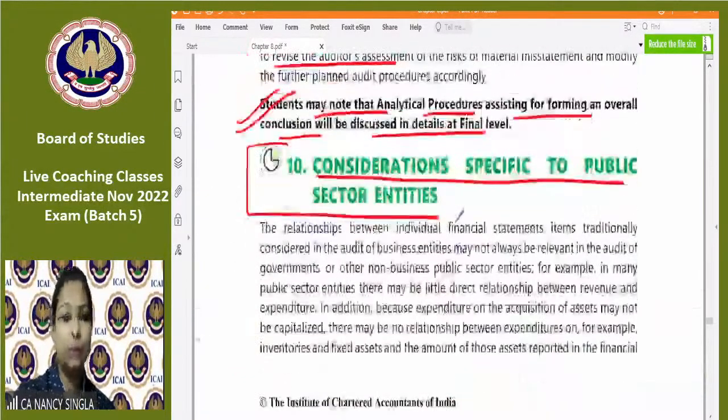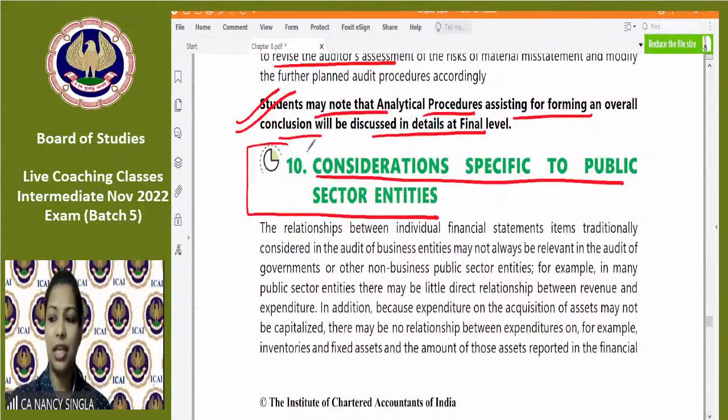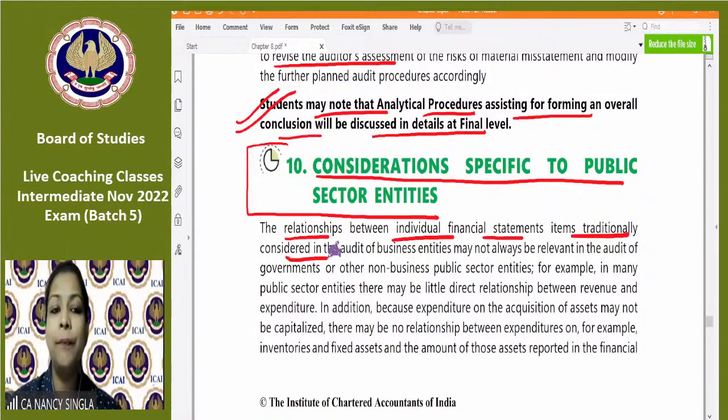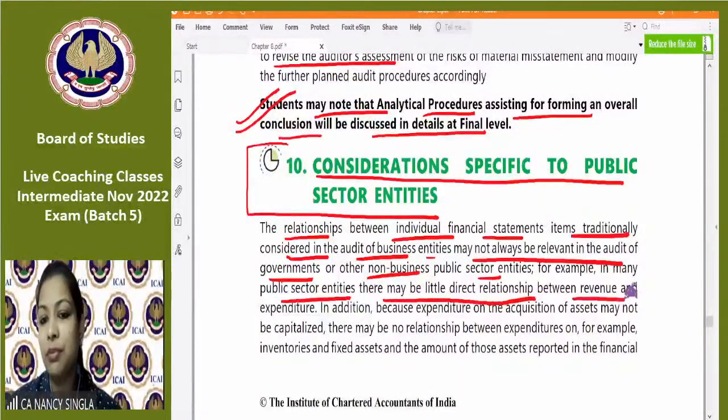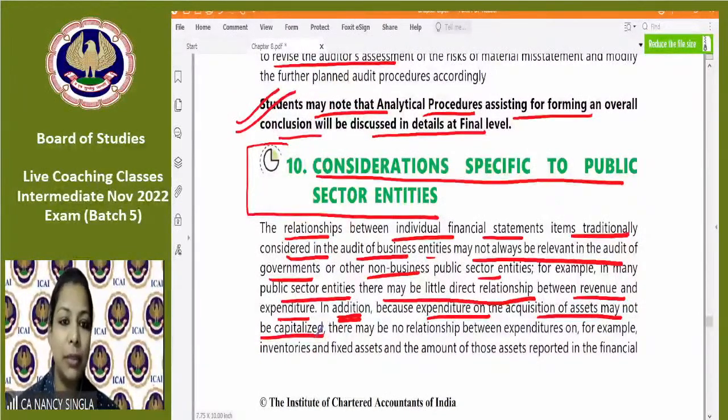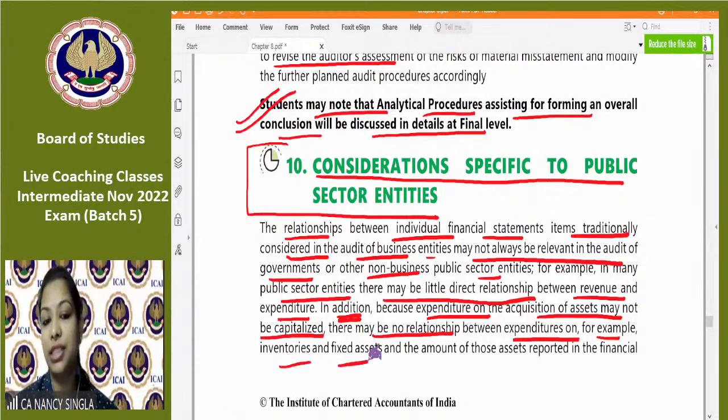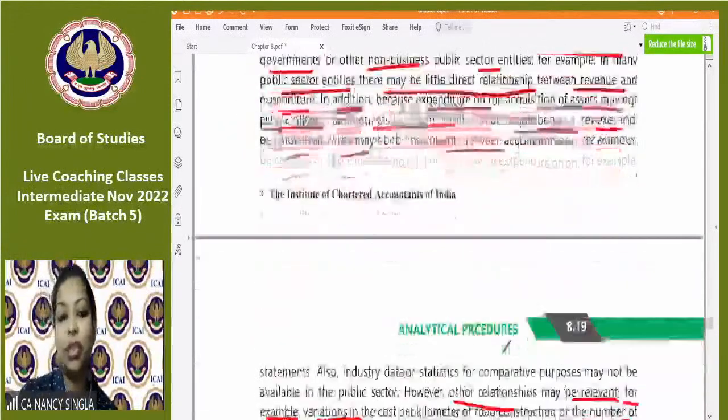Considerations specific to the public sector. We have not read it from the module. So see, the relationship between individual financial statements that is traditionally considered in the audit of profit-making business entities may not always be relevant in the government or other non-business public sectors. Why? Because in public sector entities there may be little direct relationship between revenue and expenditure. In addition, expenditure on the acquisition of assets may not be capitalized. If you put up a hoarding, it may not be capitalized, and there may be no relationship between expenditures and, for example, inventories of fixed assets or the amount of those assets reported in the financial statements.